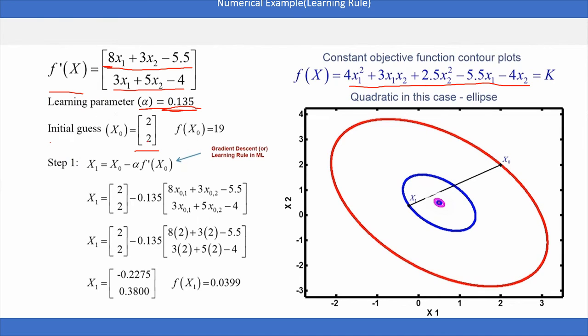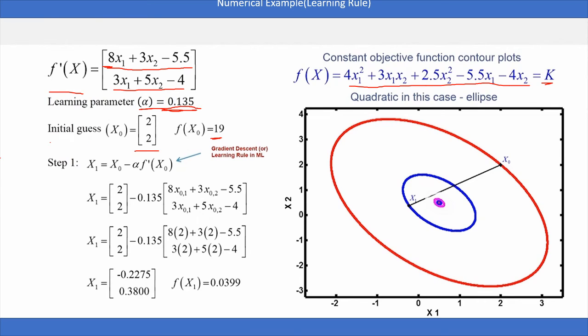So if I substitute the x1 value and x2 value in the equation, 4x1 squared, where x1 is equal to 2, x1 squared means 4 into 4, 16, and then plus 3 into 2 into 2, I'll get 12. So if I simplify by substituting the x1 and x2 values, I'll get my first f of x0 value, which is equal to 19.